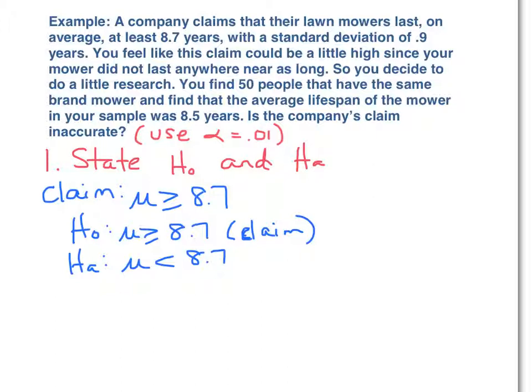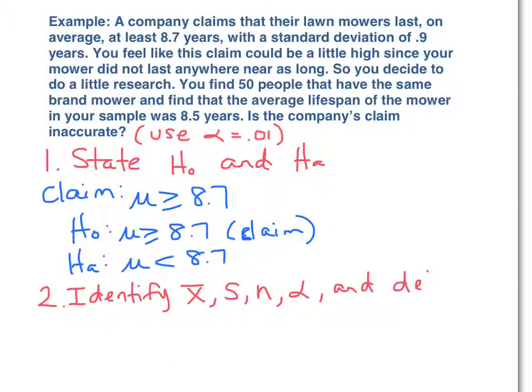So my second step is to identify a bunch of things. Sometimes I have to find these values, but in this problem they're given to me. Identify what happened with the sample: what did the sample's average come out to be, what was the standard deviation of the sample, how big was the sample, n, and what level alpha? And then we're also going to determine what kind of test this is: if it's a right-tailed, a left-tailed, or a two-tailed test. Those are the things we're going to do next.